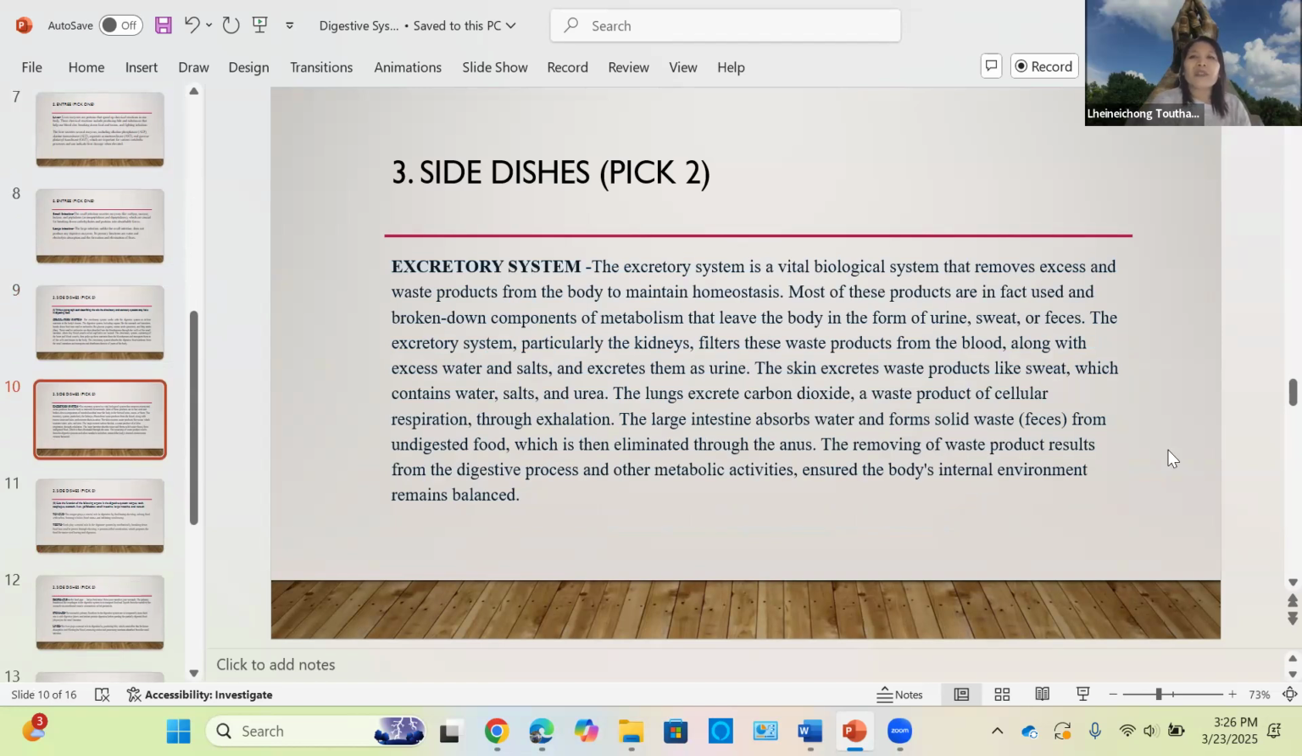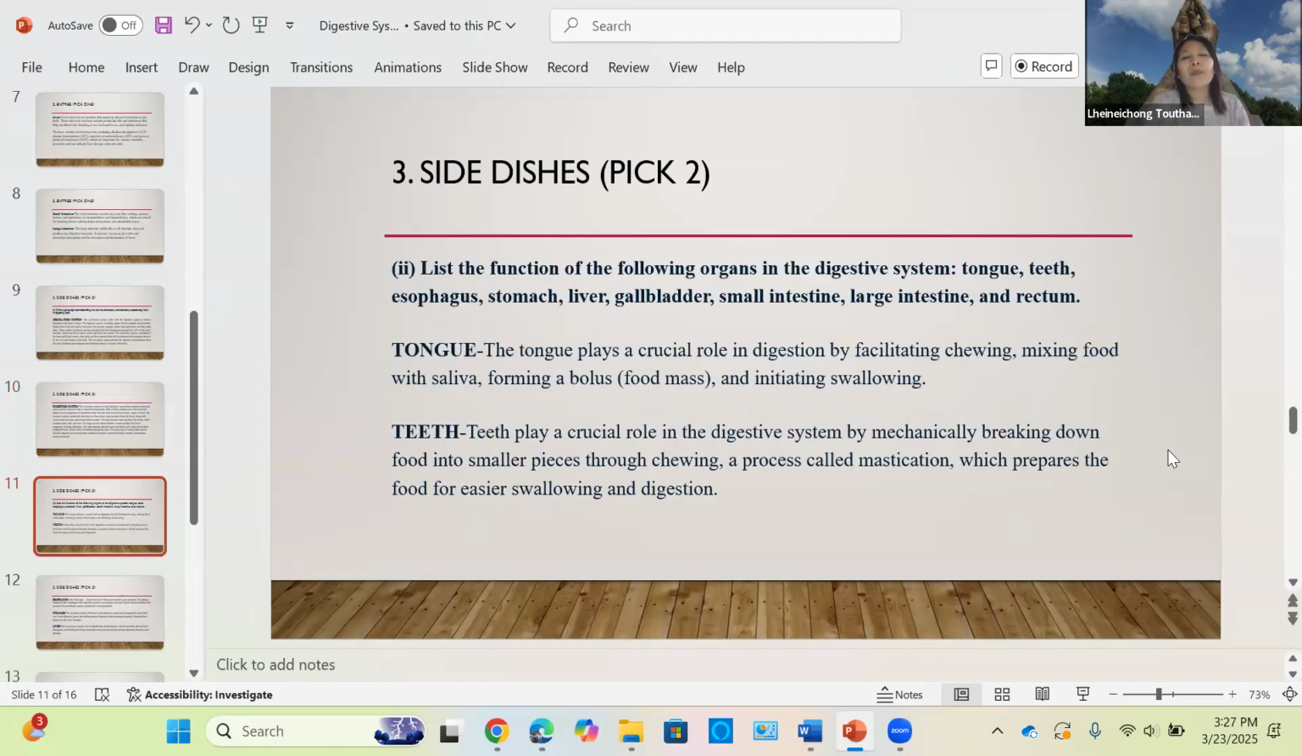And the next is the excretory system. From the word itself, it is to excrete or remove the excess and waste products from the body to maintain homeostasis. Most of these products are in fact used and broken down components of metabolism that leave the body in the form of urine, sweat, or feces. So the removal of waste products resulting from the digestive process and other metabolic activities ensures the body's internal environment remains balanced.